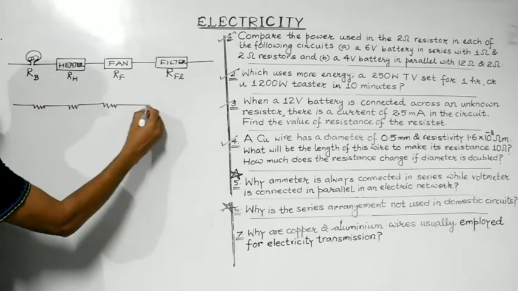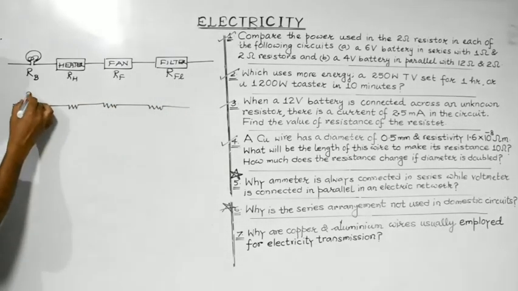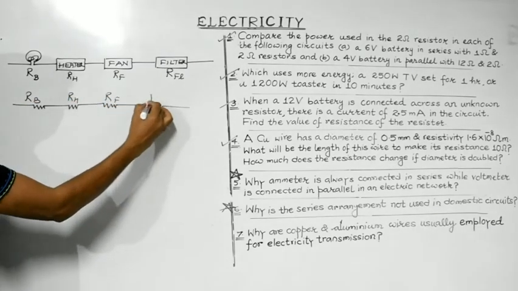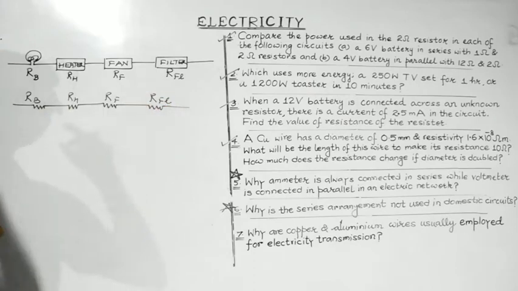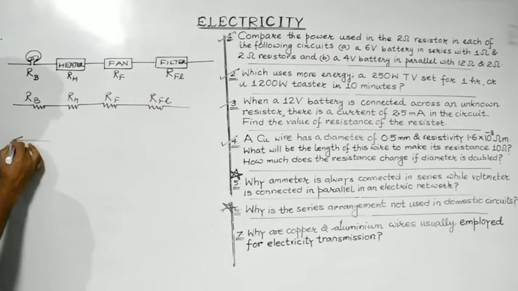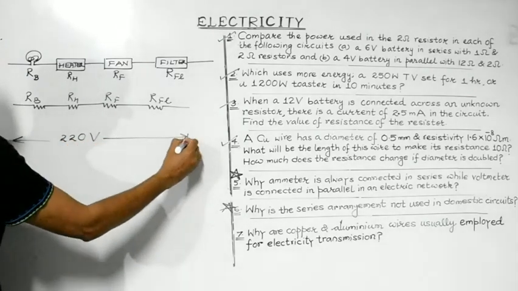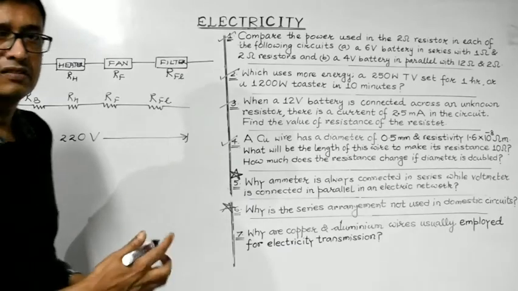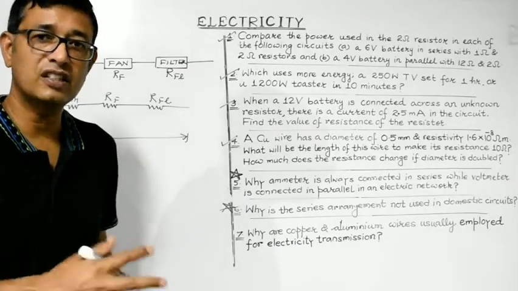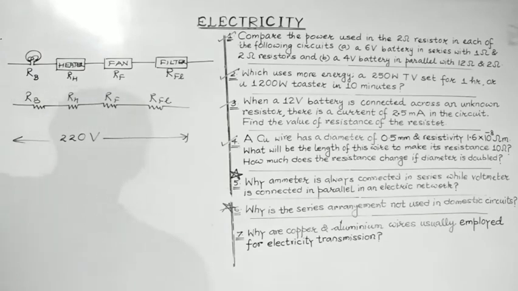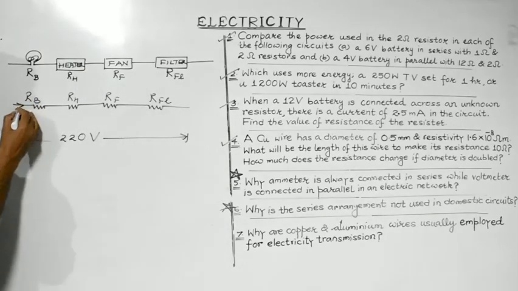They all are connected in series. This is bulb, this is heater, this is the resistance offered by the fan, and this is the resistance offered by the filter. They are all connected in series, right? And 220 volt is applied over here. Obviously 220 volt AC, 50 hertz, that's the frequency. AC, that's the alternating current, which we'll be discussing in the higher class, right? Okay, coming back. Suppose a constant current is flowing.